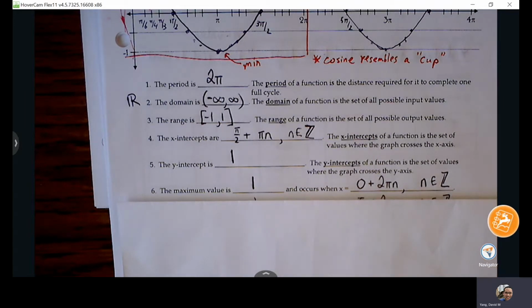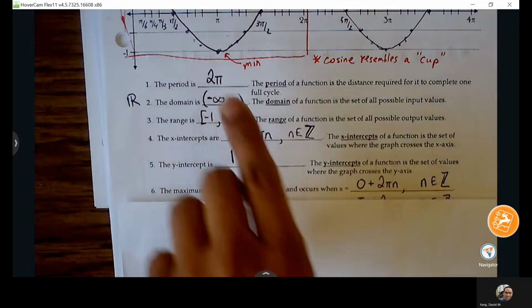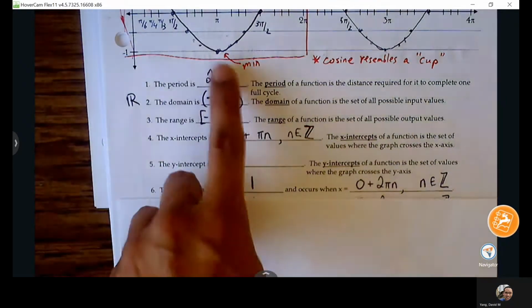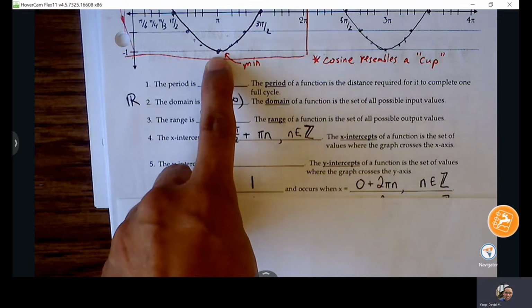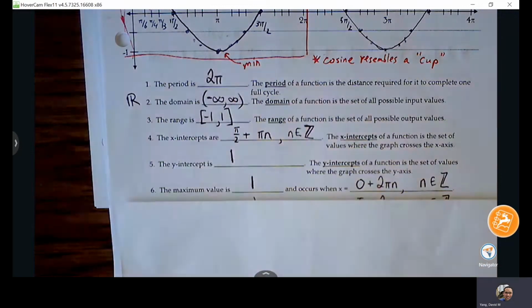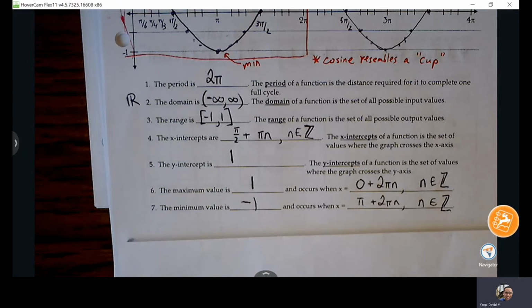Oh, all right. What about minimum value? So minimum value, we start at pi and we say what? Pi plus 2 pi n.